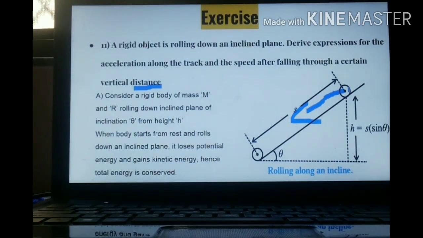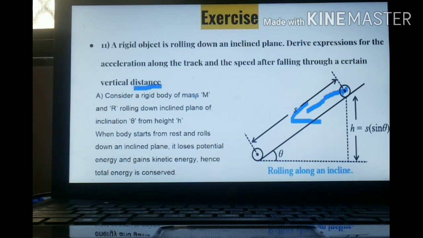When the object is over here, what type of energy is it having? It is having potential energy due to its height. As soon as this sphere starts moving or rolling down, what will happen? Its full potential energy will be getting converted to kinetic energy. So that's what has been written.